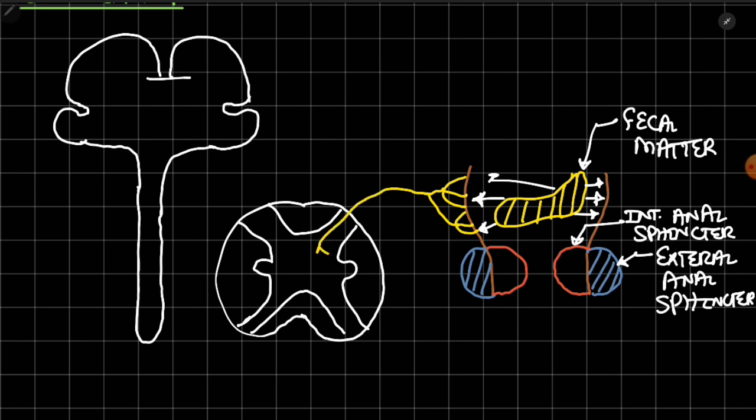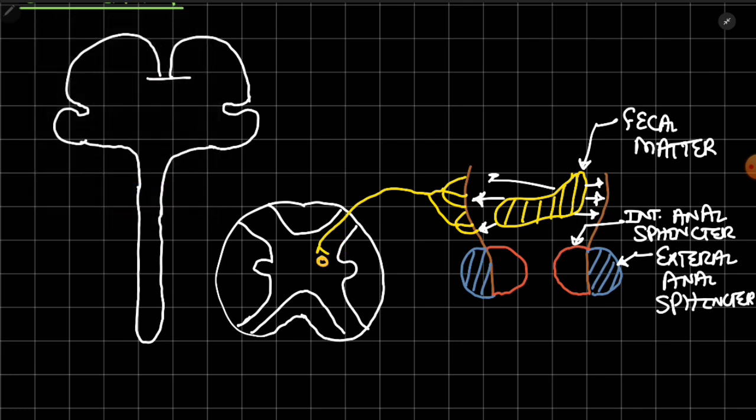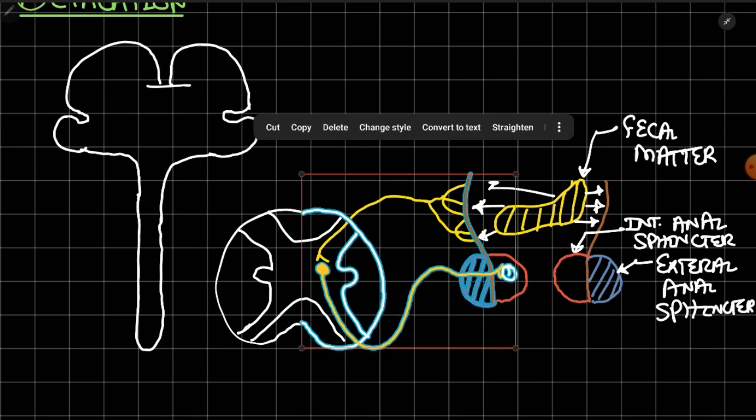And what will they do? I will draw the efferents in another yellow color. They will basically send the efferent to the internal anal sphincter. And this efferent fiber, let it be marked as 1.